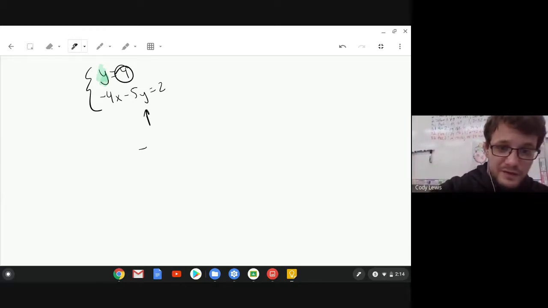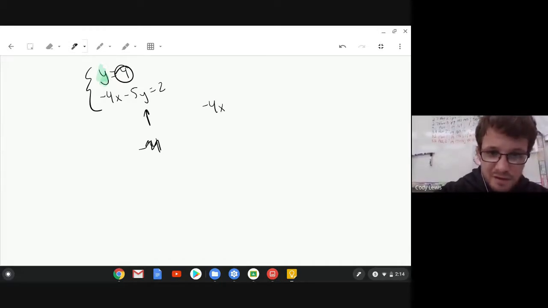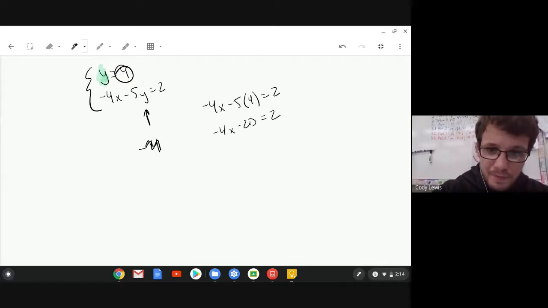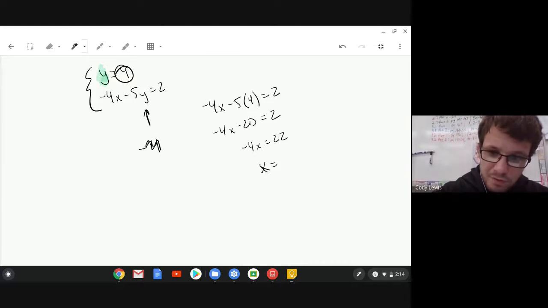So I have negative 4x minus 5 instead of y. I'm going to put 4 equals 2. So I get negative 4x minus 20 equals 2. Now I'm going to add 20 to both sides. I get negative 4x equals 22. Divide by 4, x is going to be 22 over 4, which is 11 halves, or x is going to be 5 1/2.